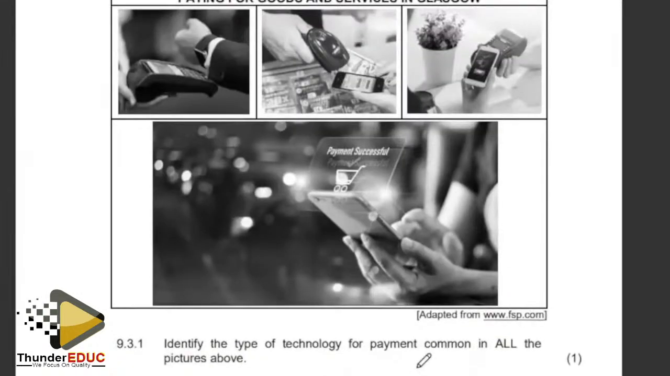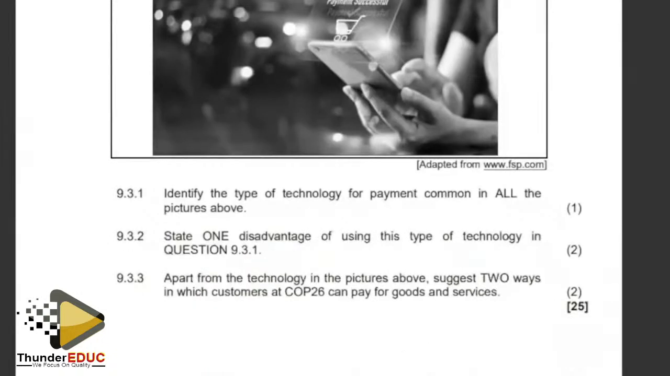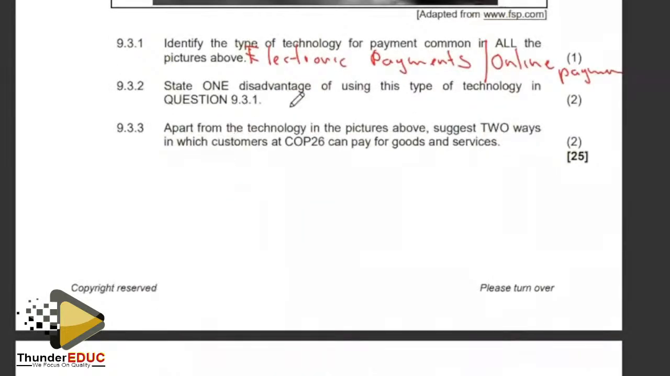Identify the type of technology of payment in all of the following pictures. Those are called electronic payments, online payments.